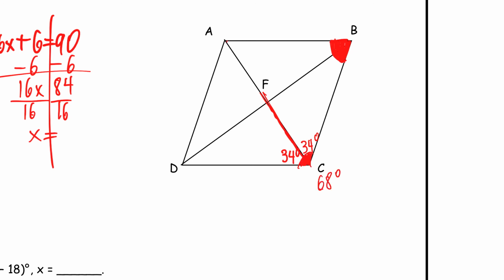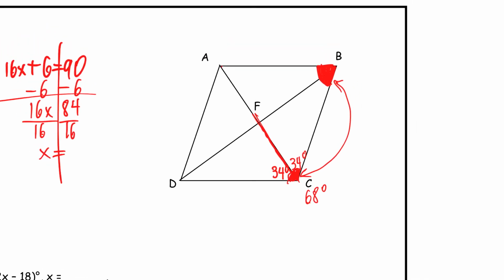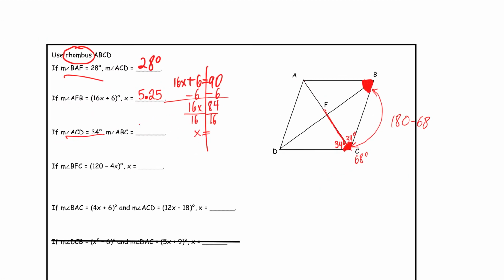It's 34 also. So overall, how big is this whole angle right here? It's 68. And then what's up with these two angles right here? They're supplementary. They add up to 180. So if this whole angle is 68, to find that one up there, I'm going to do 180 minus 68. And that gives me 112 degrees.